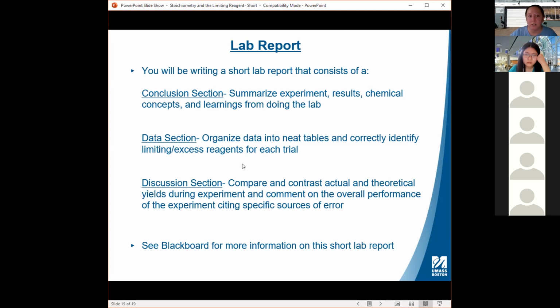The next thing you need to write is the discussion section. So you need to discuss what happened and what the results are for the lab. I would recommend going trial by trial. So you can say for trial 1, the limiting reagent was such and such, and we got such and such % yield, and do that for each trial.